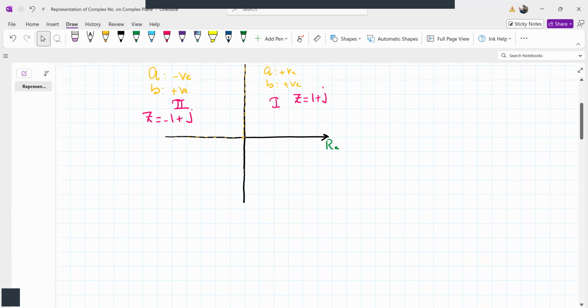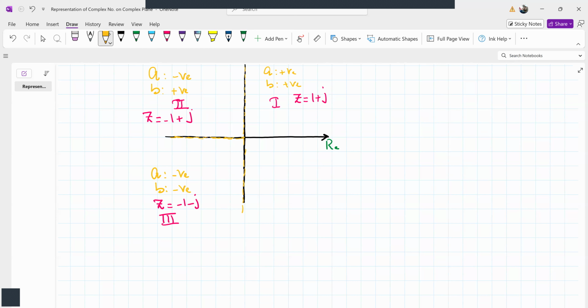Similarly, if a is negative and b is also negative, both the real and imaginary parts of this complex number are negative, then this is the negative real axis, this is the negative imaginary axis. So that means somewhere on this side of the plane. For example, suppose z is -1 minus j. So a is -1, b is -1. This part of the complex plane is called the third quadrant.